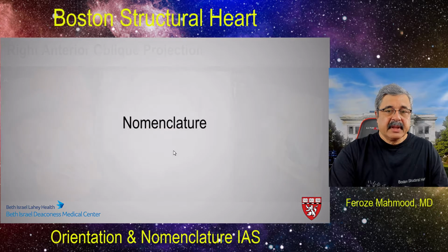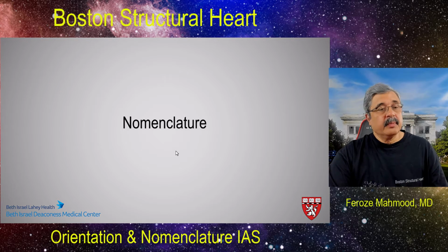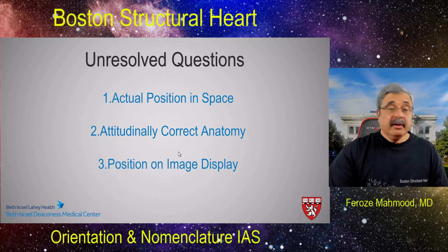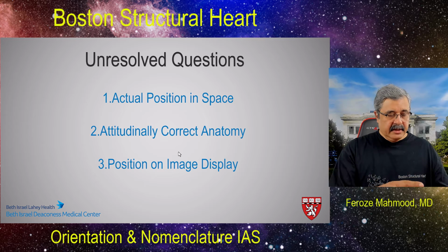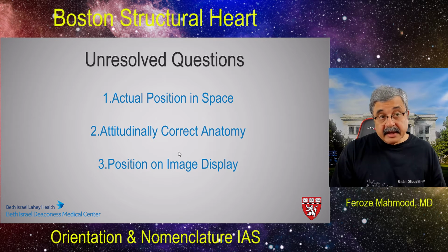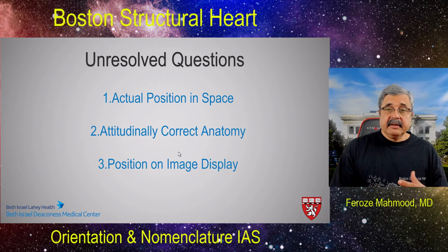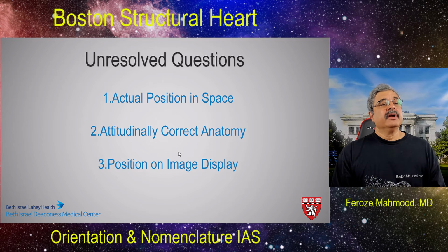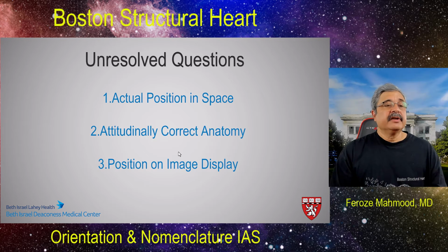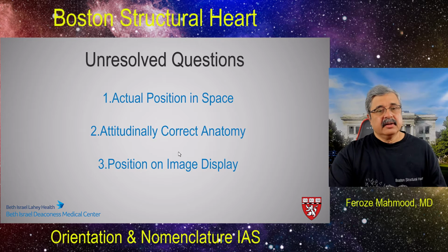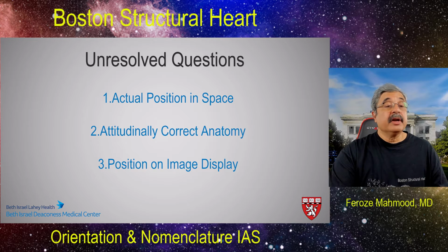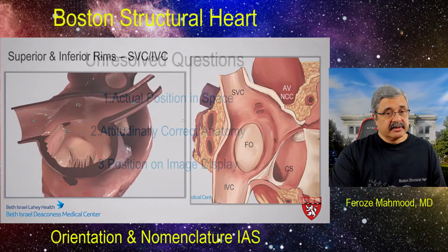anterior oblique projection. Now we bring the most important point, and that's nomenclature. So the unresolved questions relating to the cardiac anatomy: the way it's oriented, that is the attitudinally correct position, the Valentine description that we all have been taught, as well as the echocardiographic display of anatomy, and then to throw in a little complexity, the tomographic or the projection nature of three-dimensional anatomy during fluoroscopy. So the key is, what is more important? The actual position in space, the attitudinally correct anatomy, or the position on image display as you see on the screen? That's an unresolved question.